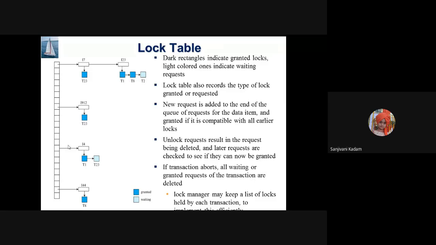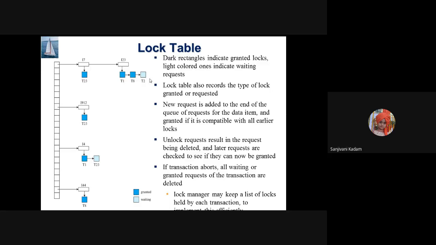So here, two transactions are granted requests. It means that right now these are accessing the same data item in a shared mode. Okay. Next, an unlock request results in a request being deleted. That is, if right now consider T1 has sent the unlock request, then only T8 will be in dark blue color, and then T1 will be deleted from this structure. It means there will be only two transactions, T8 and T2.